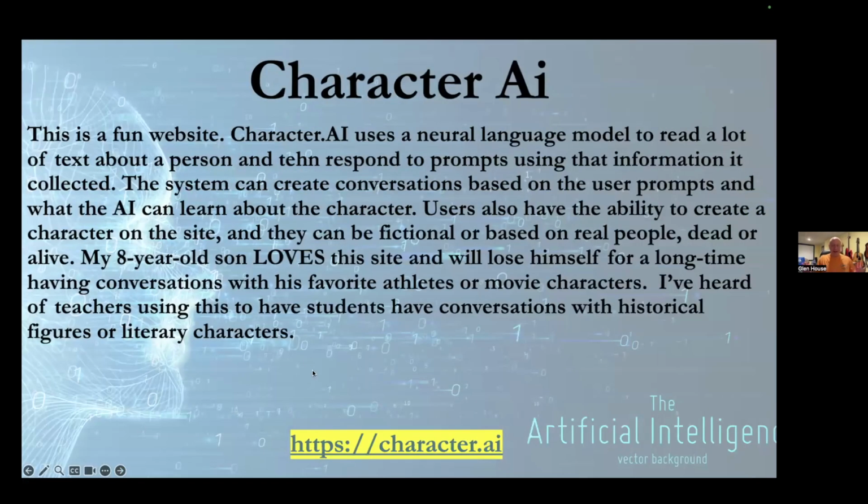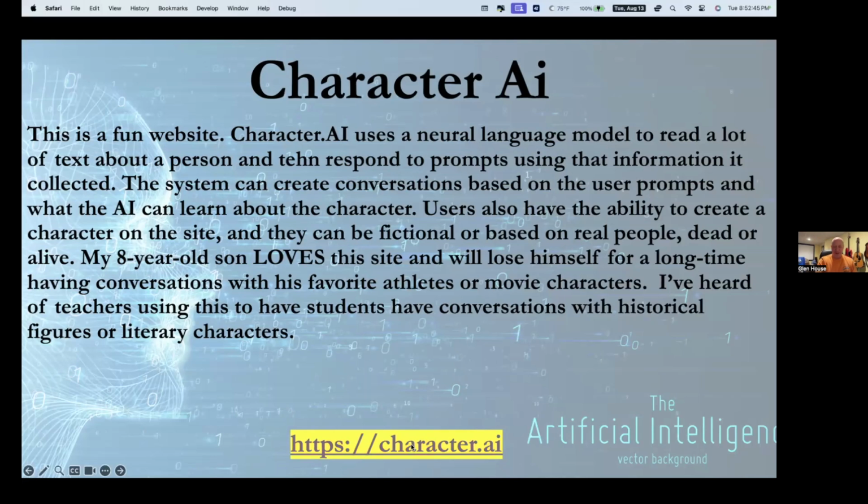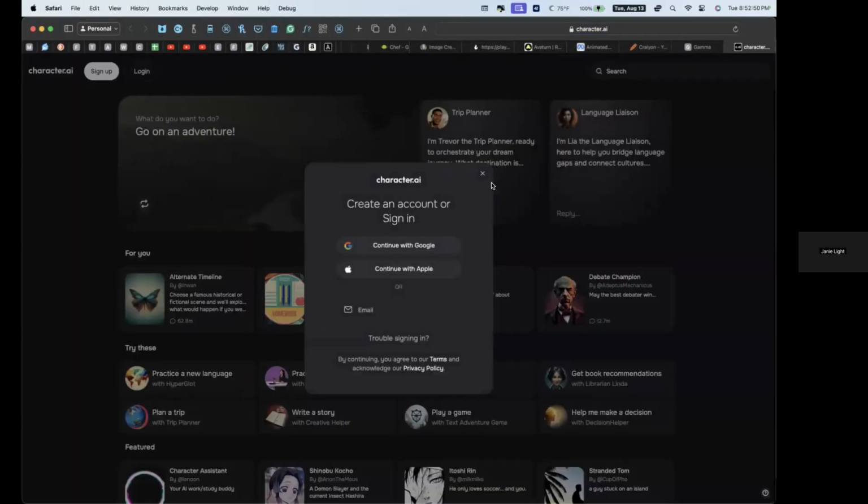Character AI. I got to tell you, my 8-year-old son plays with this, and he can lose himself for hours playing with it. Basically, it uses its neural language model to go out and read a ton of information about people, and it'll start having a conversation with you like it's that character. My 8-year-old, like I said, loves to have conversations in Character AI, and he'll sit there and laugh. He and Darth Vader were actually saving puppies.